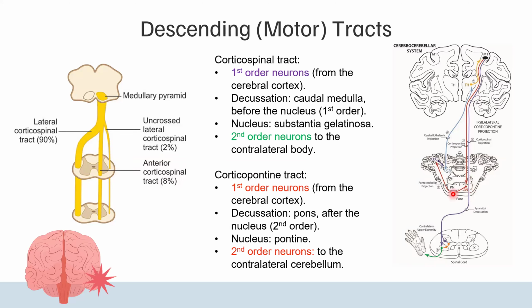Afterwards, they will decussate. So this is after they have reached their nucleus. They will decussate and give me the second order neurons that move to the contralateral cerebellum. So the difference here is that the corticospinal tract decussates before it reaches the nucleus, while the corticopontine tract is going to decussate after it actually synapses. So in the corticospinal, the first order neuron is the one that decussates. In the corticopontine, the second order neuron is the one that decussates.